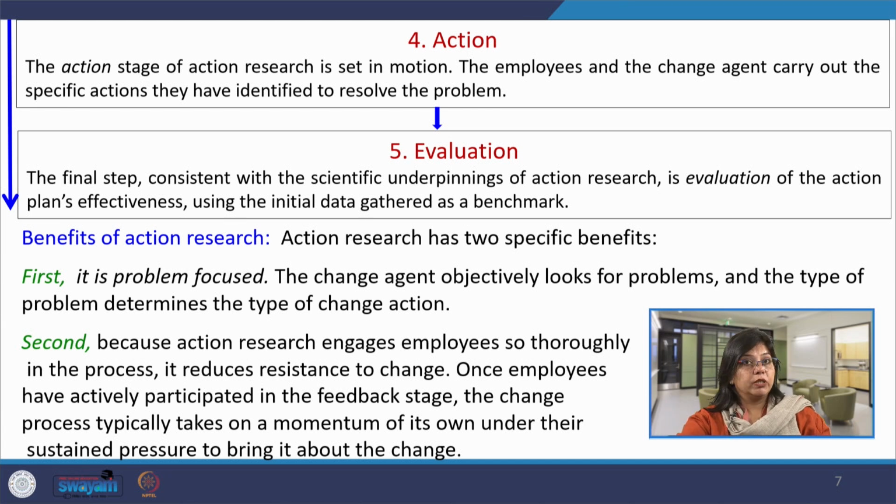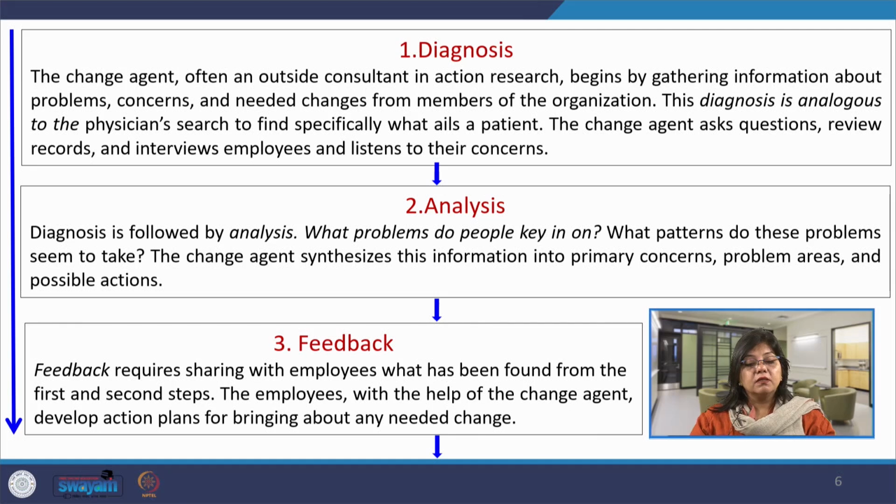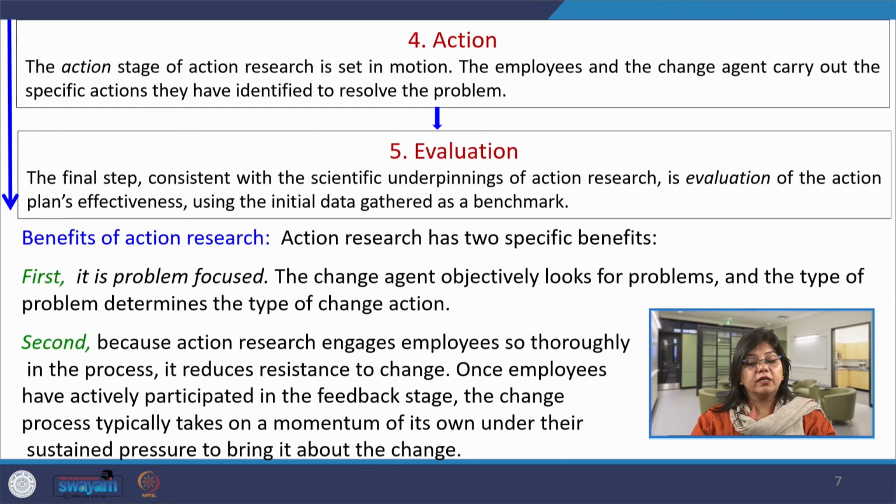So, this is evaluation. It is about comparison with the stage from where the problem was identified to the stage where the problem has been resolved, leading the organization to the next level. It is about using the initial data gathered as a benchmark. So, what was the benchmark? That was something crossing that benchmark or the goal. So, once these 5 steps, that is diagnosis, analysis, feedback, action and evaluation are through, then the analysis will let us know to what extent the change plan was successful in implementing that change and resolving the problem. So, next comes benefits of action research.